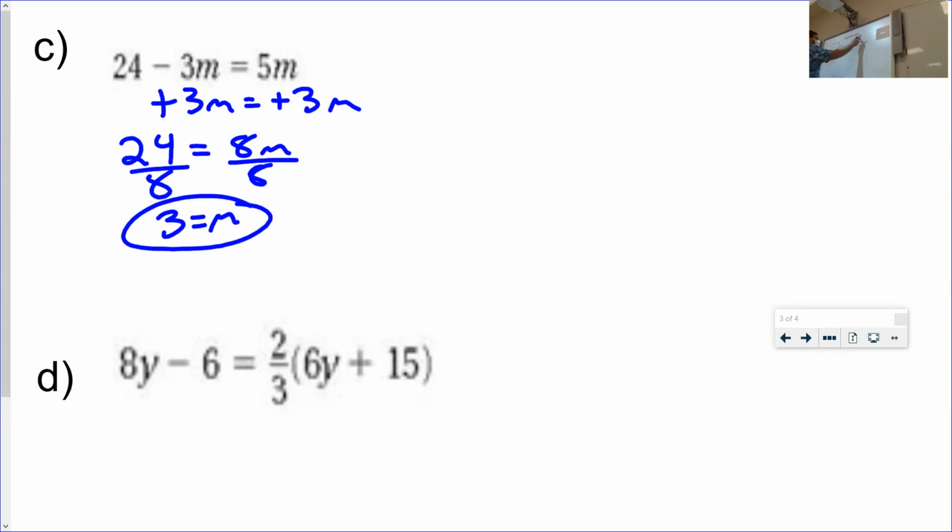I do want to point something out. What happens if we had an alternate universe? So let me write it like this. 24 plus 5m equals 3m. So let's say we have the alternate universe like this, where my smallest m is by itself.